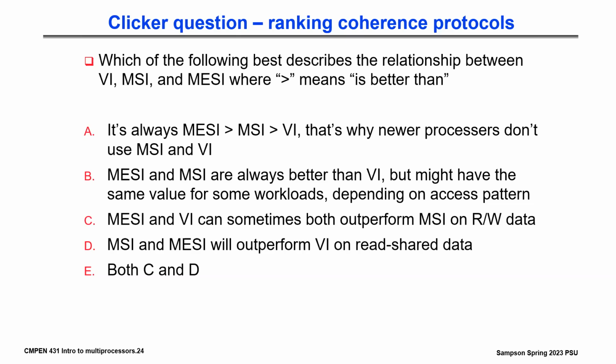MESI and VI, because they handle private read-write data just fine, can outperform MSI. They don't make an assumption of sharing if the sharing isn't there, so they don't pay an overhead. Both MSI and MESI will be better than VI if you have any read sharing, because VI does not support read sharing. So this is not a strongly ordered set. That is what I want you to take away from this.